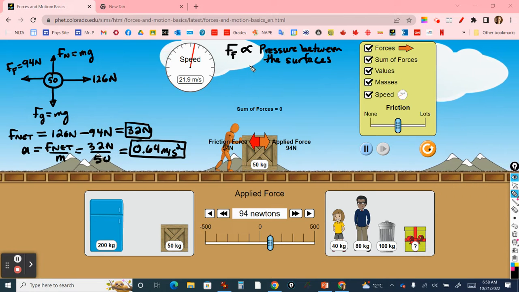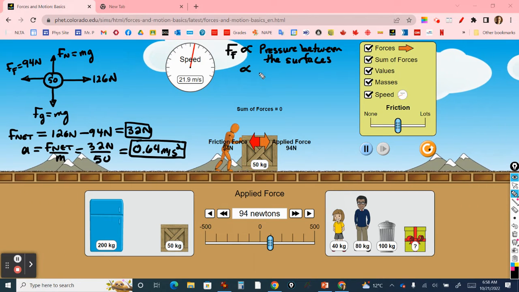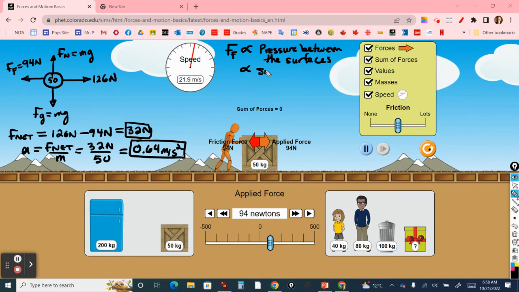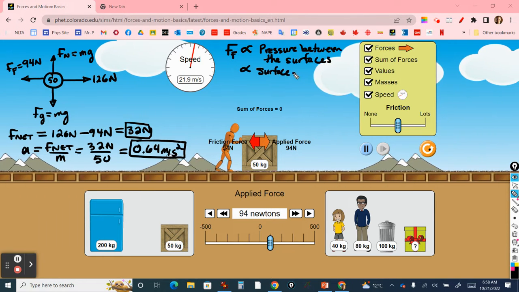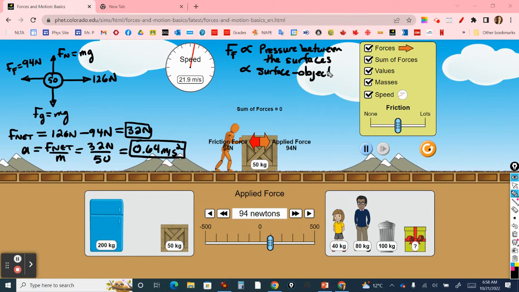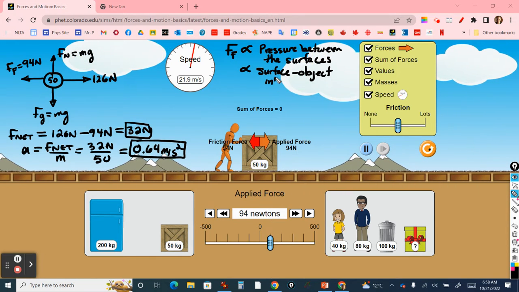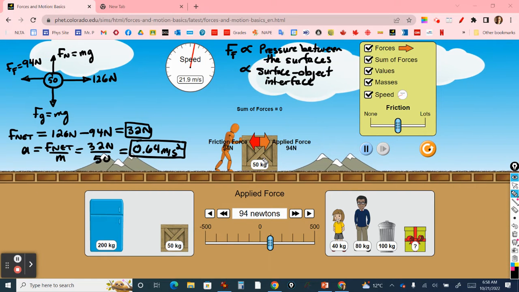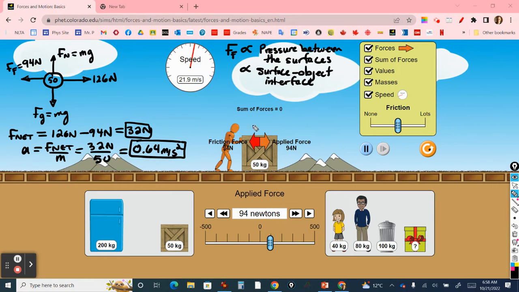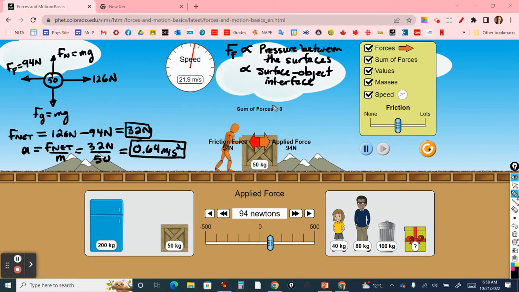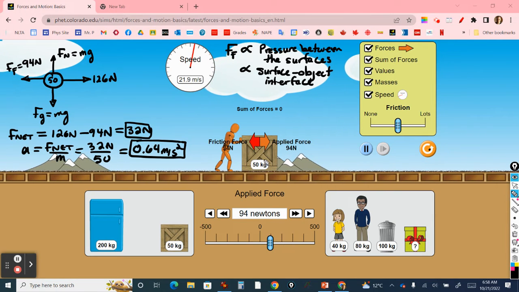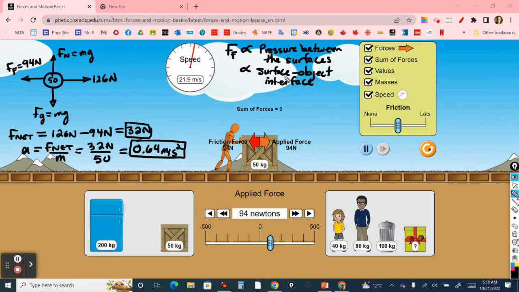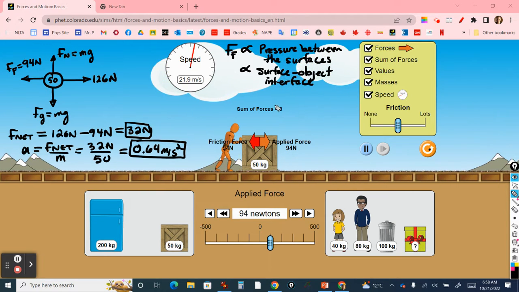And it's also proportional to the, how should I put this? It's the surface object interface, and that is unique. This box and this surface have a particular amount of stickiness. And if we change the box, or if we change the surface, the surface object interface would also change.